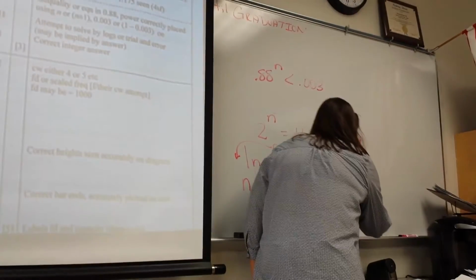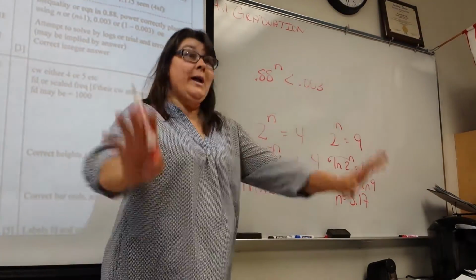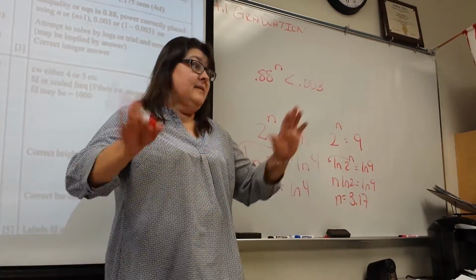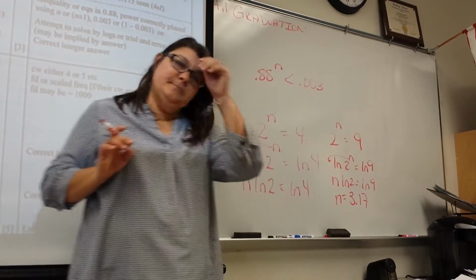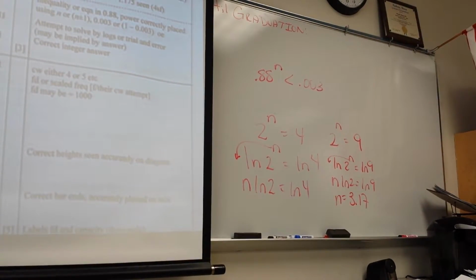So n is 3.17, which is not a bad thing for you to know how to do when you go to take these tests. Yes. So what do you do with the ln's when you get n ln 2 equals ln 9? Well, because you're plugging in your calculator, it's going to take the answer for you. Yeah. Because if you do plug them in, you get 45.4. Because you're talking about the population of people.